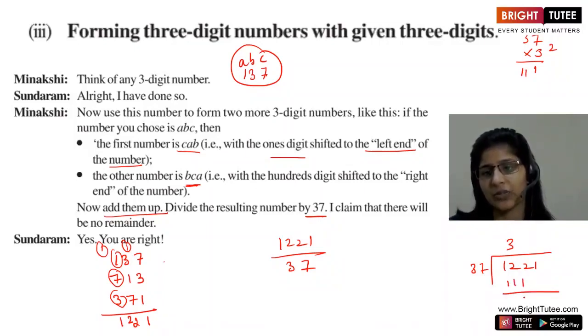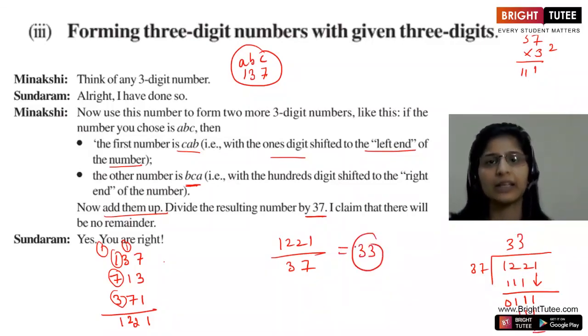So just see, 2 minus 1 is 1, 2 minus 1 is 1. Here it is 0. Copy 1 from here, 111. Again at 3 you get 111. So yes, it is exactly divisible, and the quotient is 33, and the remainder is 0. There is no remainder left. So yes, the claim is right.